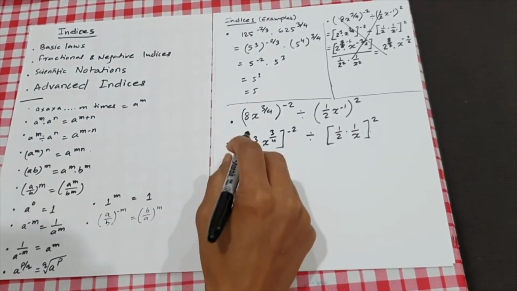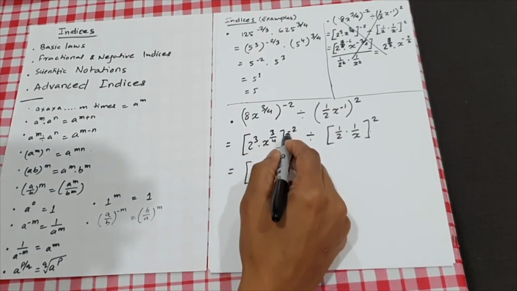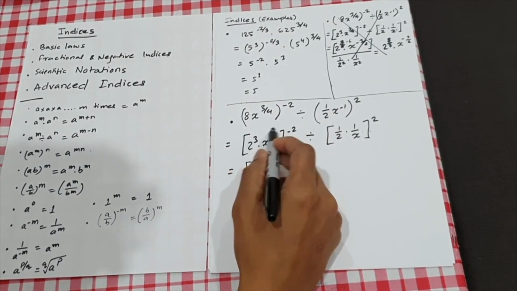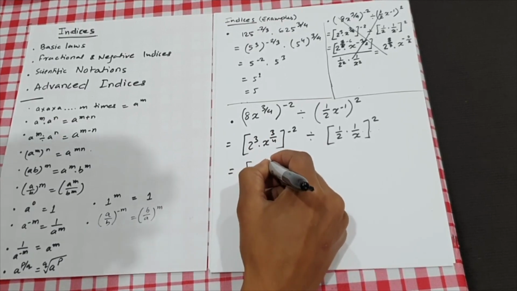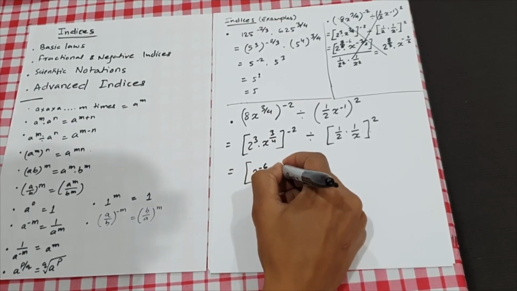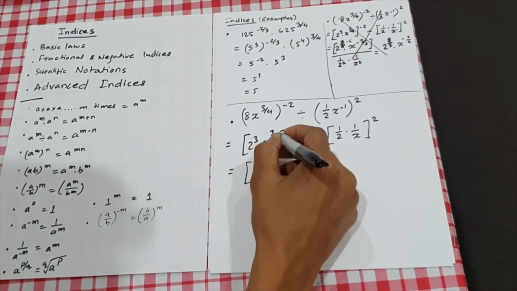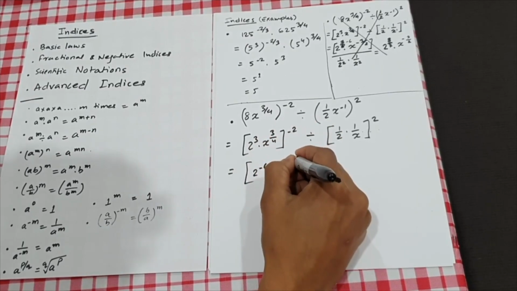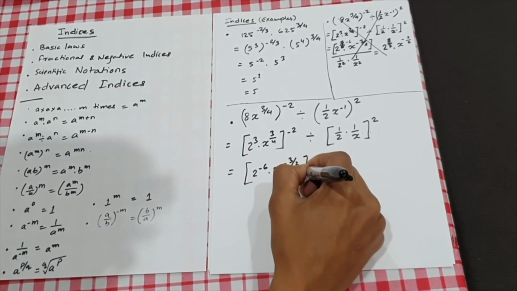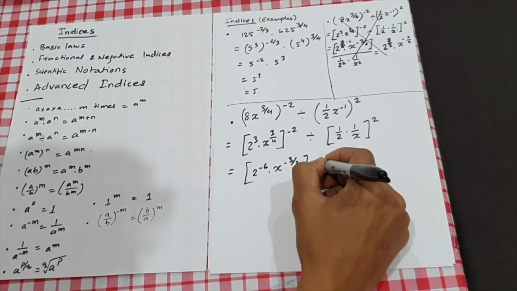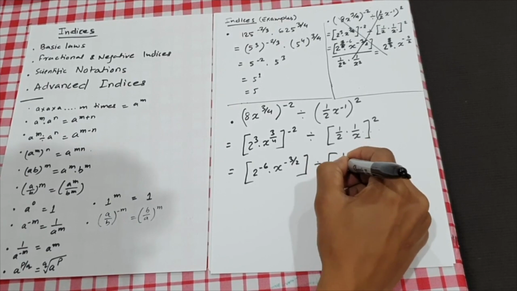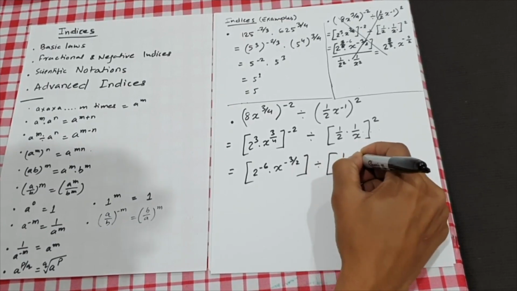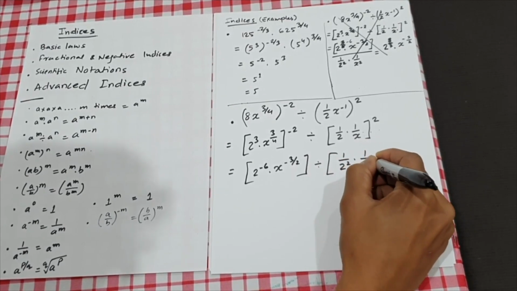Okay, 2 to the power 3 and minus 2. This 2 gets multiplied. Remember, this is bracket outside, so these are all powers. So 2 to the power minus 6, and this is x to the power, these 2 get multiplied, 2 gets cancelled, minus 3 by 2. Okay, similarly when we expand it here, we get 1 by 2 squared and 1 by x squared.